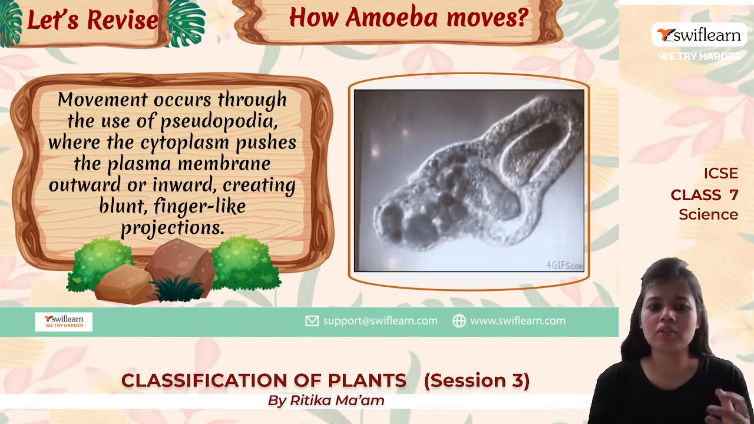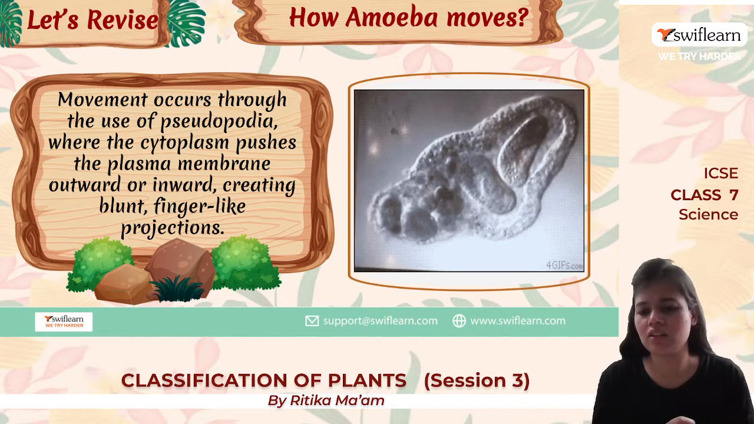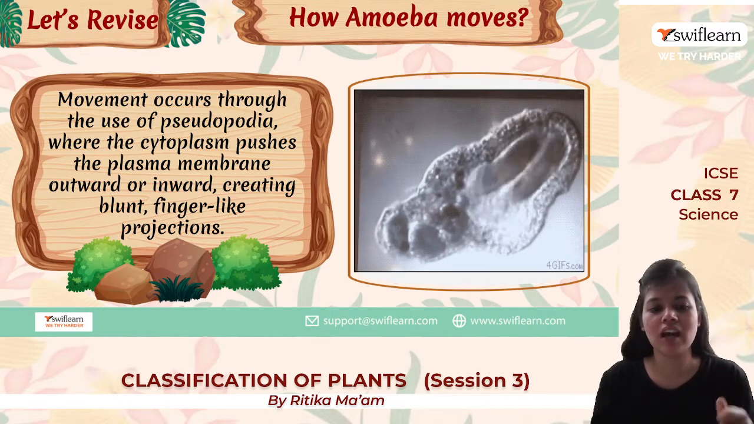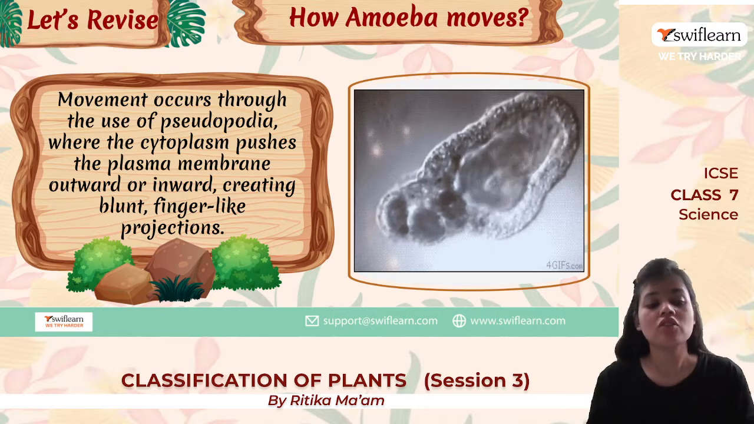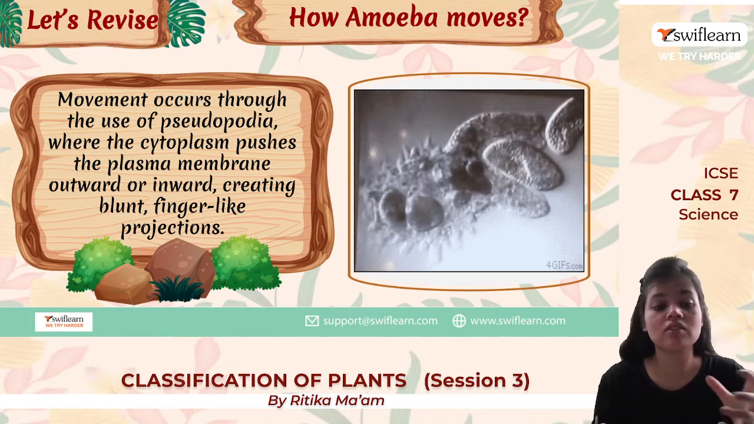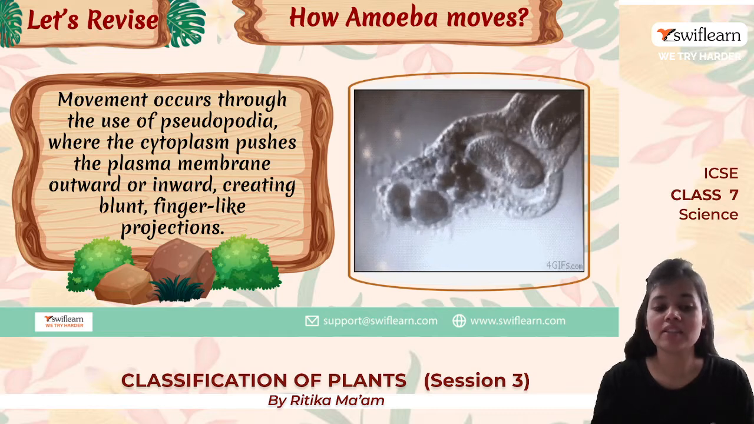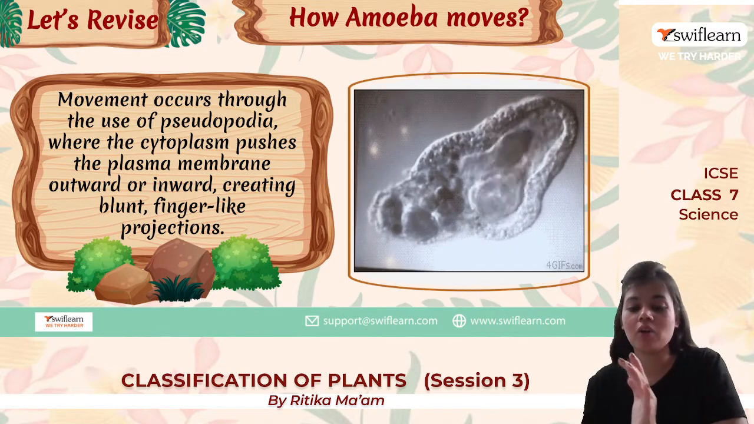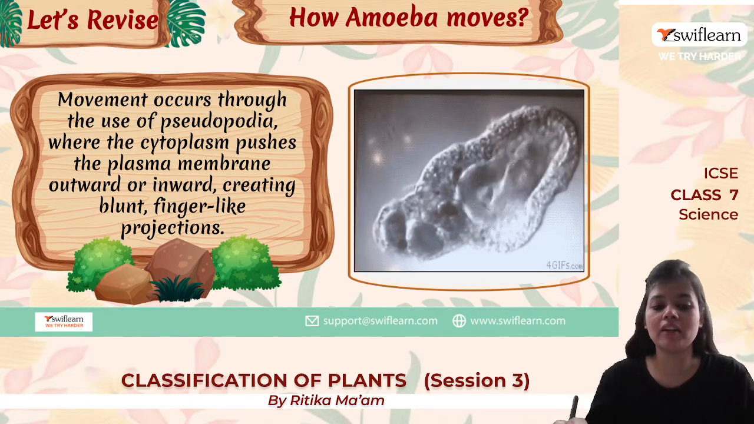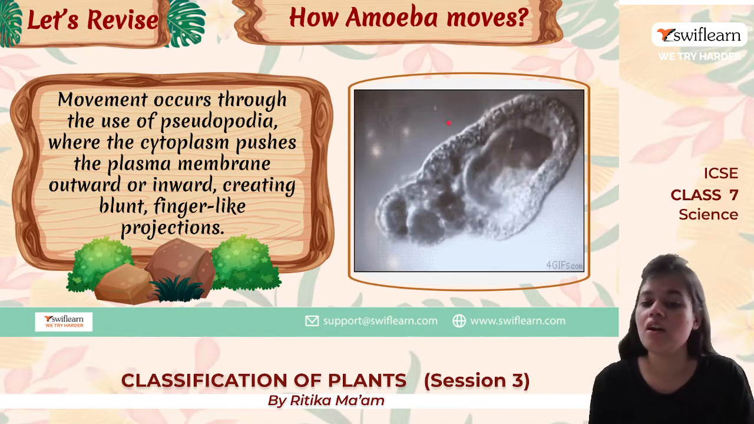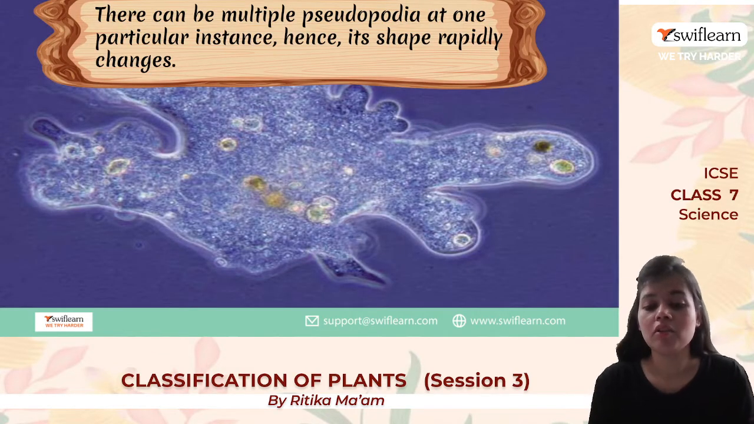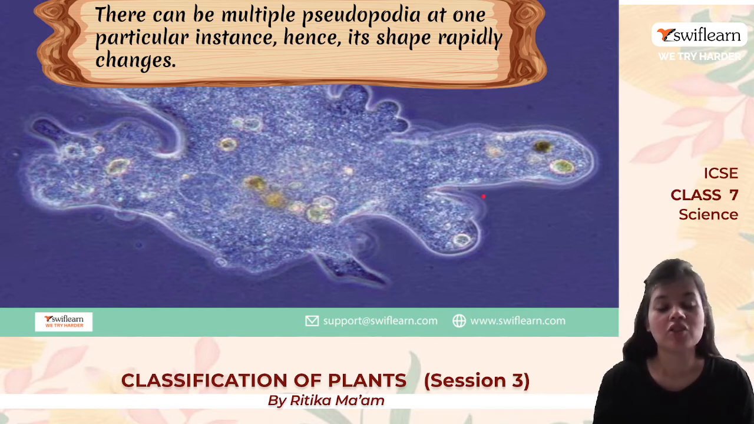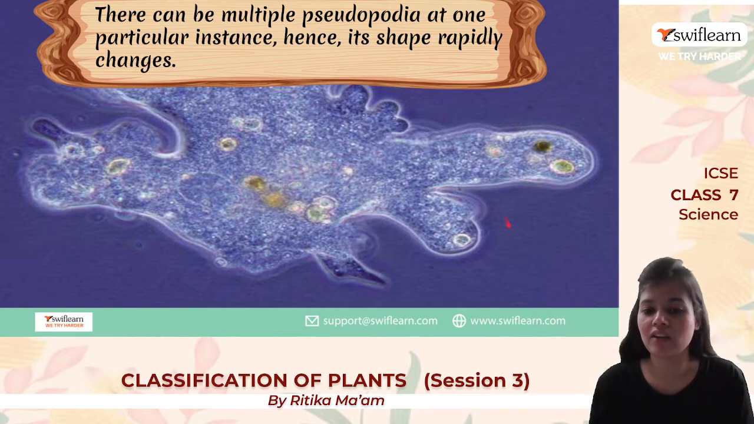So we studied about amoeba, movement, excretion, reproduction, etc. So let us see how the movement occurs in amoeba. Amoeba moves through its pseudopodia. What happens is that the cytoplasm of amoeba pushes the plasma membrane outward and inward. So it creates the formation of a blunt and finger-like projection which helps in the movement. Next, talking about the pseudopodia, it's not that there will be only one or two pseudopodia, but there can be multiple pseudopodia at one particular time. So that is why its shape keeps on changing rapidly.